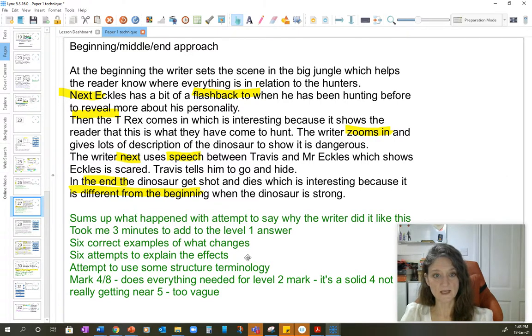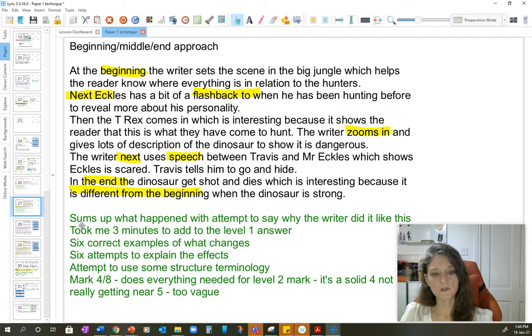Now, let's see what we've got. Just move that to beginning and we'll move that to next. So we've got the terminology: beginning, next, flashback, zooms in on, next, speech, in the end, different from the beginning. Again, I'm not using really fancy structure terminology, but there's some key terminology words in there that shows that it's different from me writing about language.